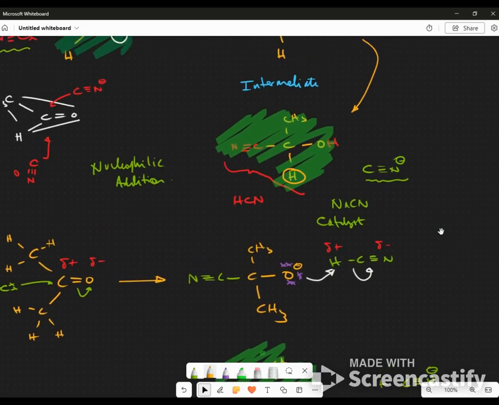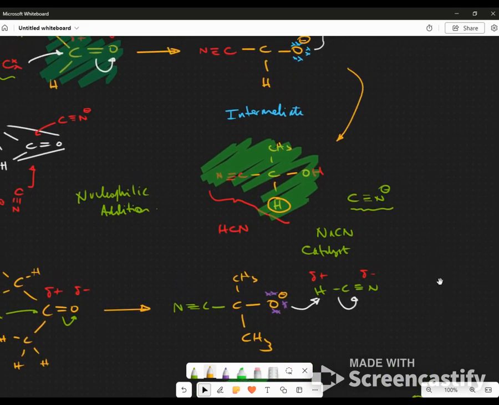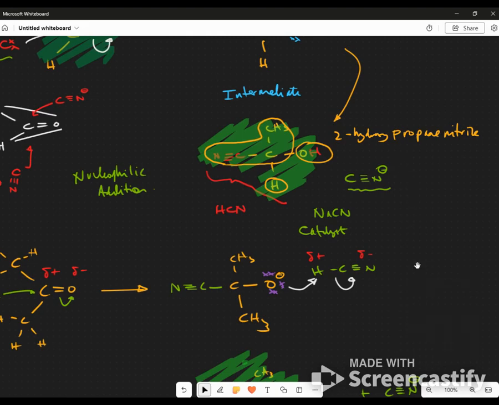So if I do this one, what's this thing called? Now, if you look at the longest chain here, it's 3 carbons in a row. So this is called propane nitrile, because of that bit. And there's a hydroxy group on my propane nitrile, and it's on number 2. So this is called 2-hydroxy propane nitrile. And this class of compounds, they're given a funny name. They're called cyanohydrins.